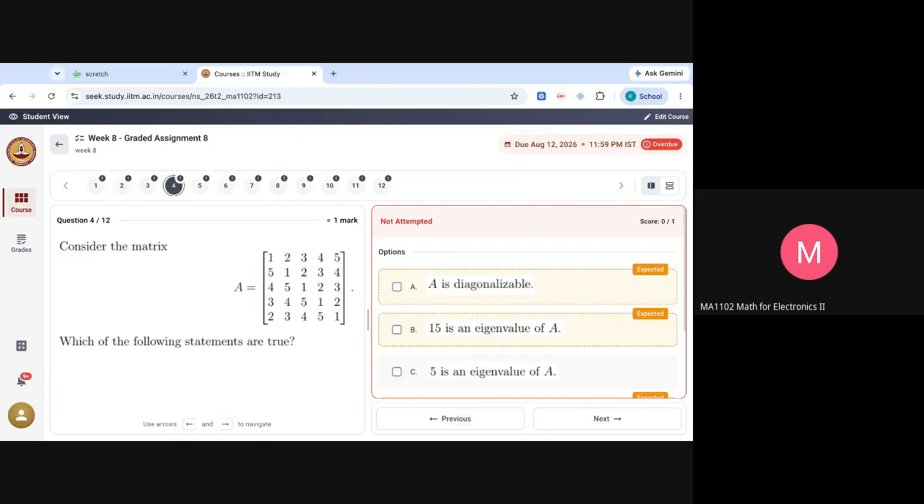Now, the tricky part is how will you find out if A is diagonalizable without actually computing the eigenvectors and eigenvalues manually, right?